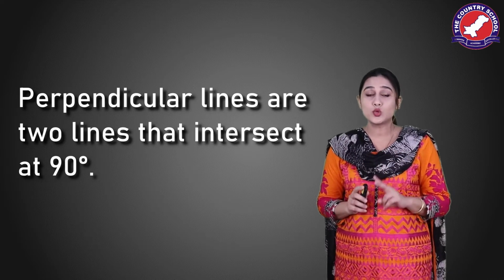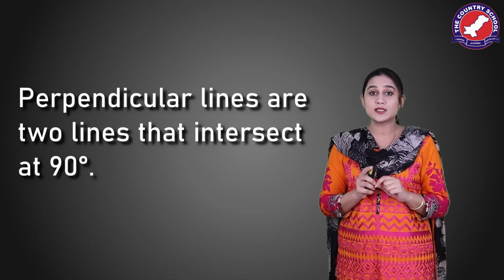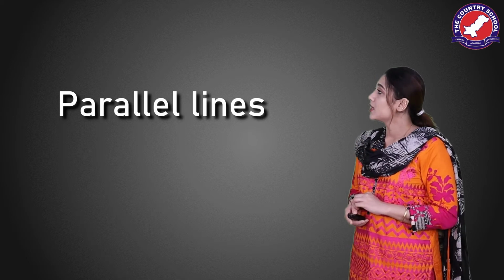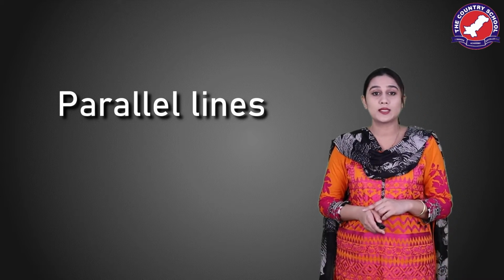So, from the examples given before, we can easily understand that perpendicular lines are two lines that intersect at 90 degrees. So, the definition of perpendicular lines is two lines that are said to be perpendicular to each other if the angle between them is a right angle or 90 degrees. Wasn't it easy? Now, parallel lines.